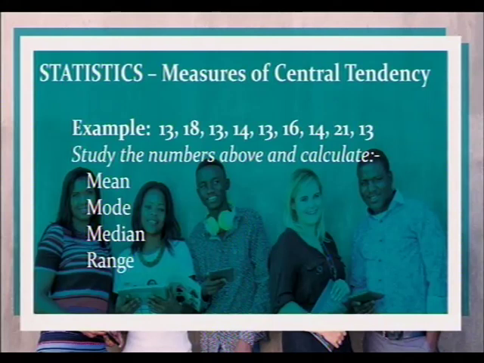Mode is the number that is appearing more. I can already tell in this case it is 13. It's appearing many times. And then median, middle: you have to arrange the numbers from the small ones to the big number, and then we choose the number that is in the middle. That is the median. Range, we have to take the biggest number. In this case, the biggest number is 21 and the smallest number is 13. 21 minus 13 will give you the range.